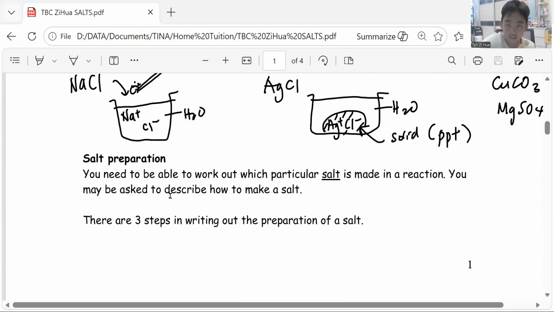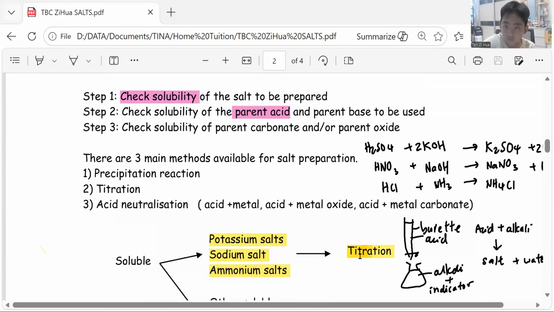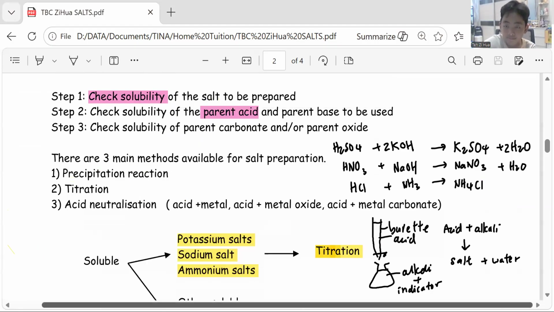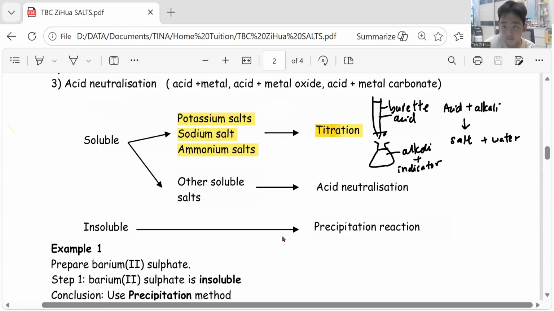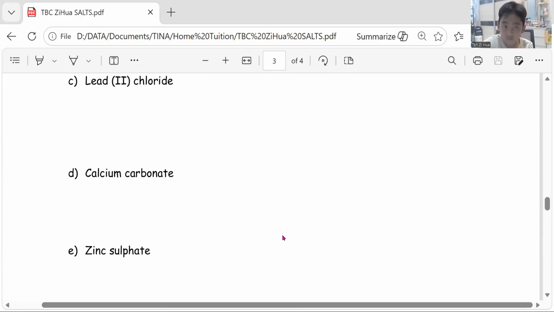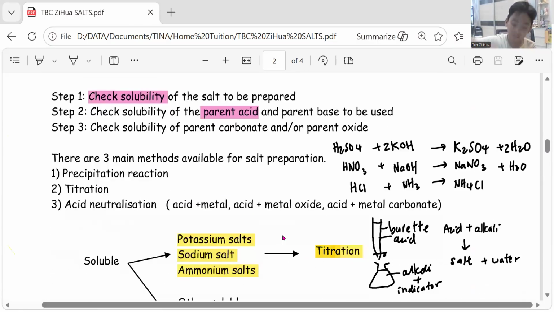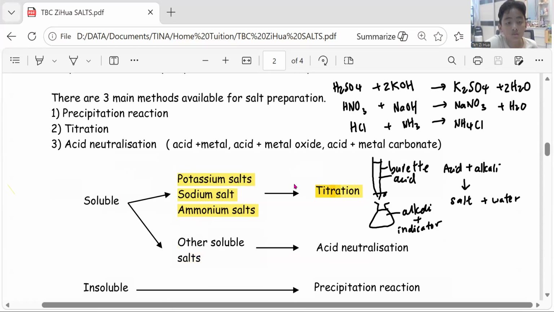Right now, the reason why we need to know whether it's soluble or insoluble is the method to prepare. So last week I taught you about one method, which is called titration. Did we do the equations already? Where did we stop? We stopped here only, right? So I taught you that if it is a potassium, sodium, or ammonium salt, we use the method called titration. Correct?